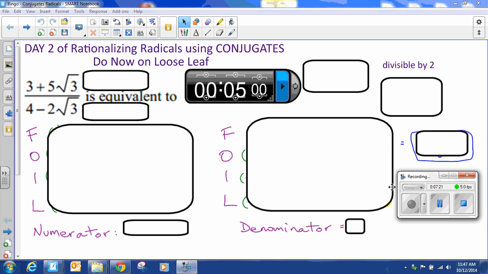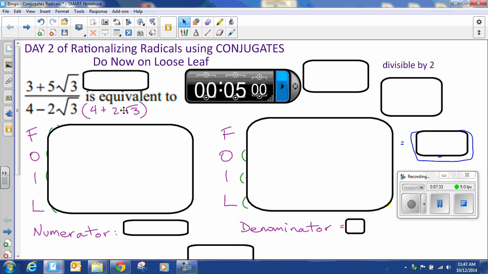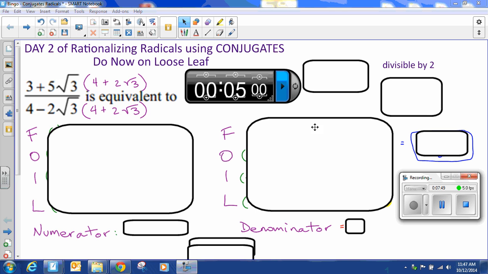Here's the last example we'll look at. Once again, it's a binomial over binomial. This one is a little more complicated because it has a coefficient in front of the radical. But don't worry, we will approach this the same way, multiplied by the conjugate, 4 plus 2 radical 3. You must be very neat and organized when working these types of problems out. There's several steps, and with these several steps, it gives room for a lot of careless mistakes. So I label this FOIL with numerator and this FOIL with denominator.